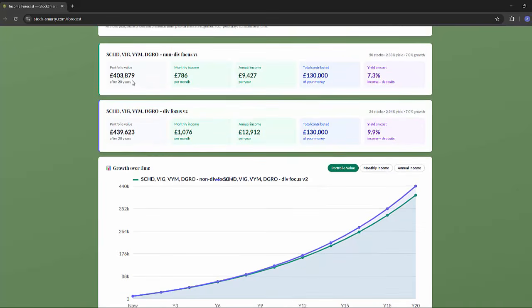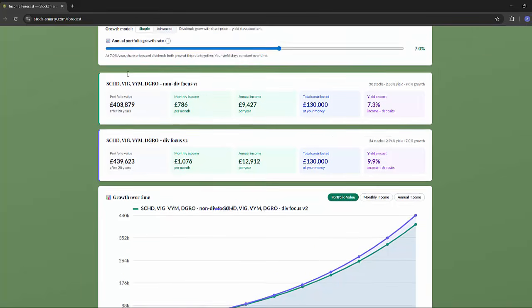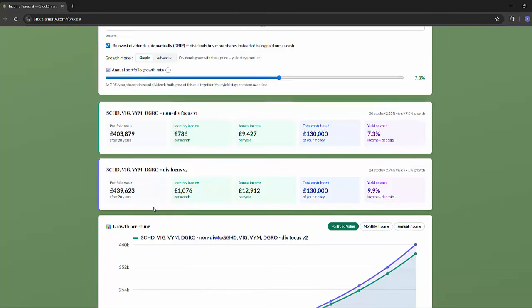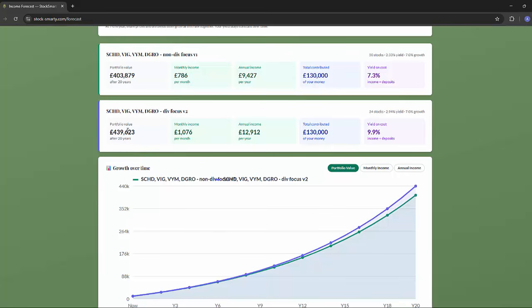So we've obviously got a more beneficial portfolio in our second, dividend-focused portfolio because we have a higher dividend yield. We are reinvesting those dividend yields, and therefore we have a more successful portfolio after 20 years. So if we're putting in £500 a month, starting at 10 grand, about 440,000 in the dividend-focused portfolio against just over 400 in the non-div focused. And obviously our yield on cost is much better in the dividend-focused portfolio.